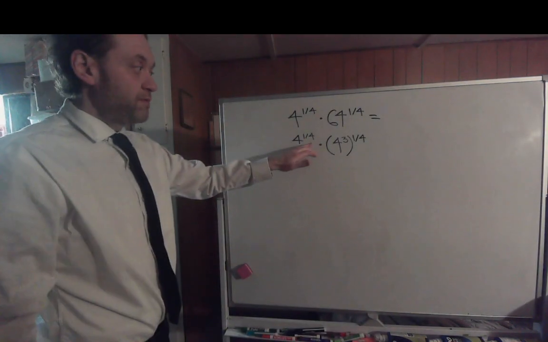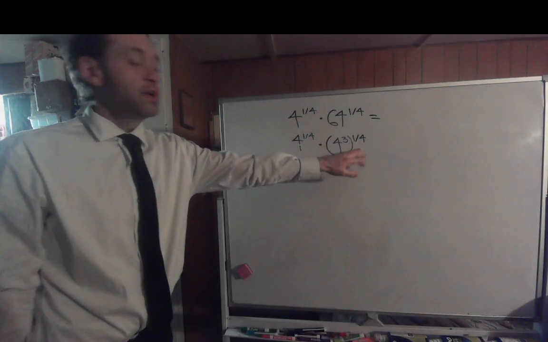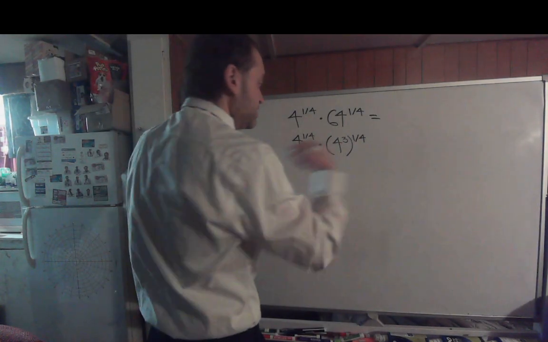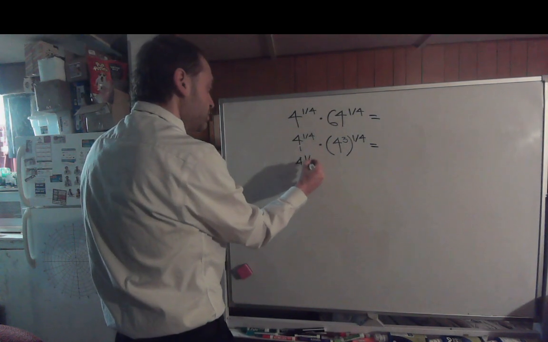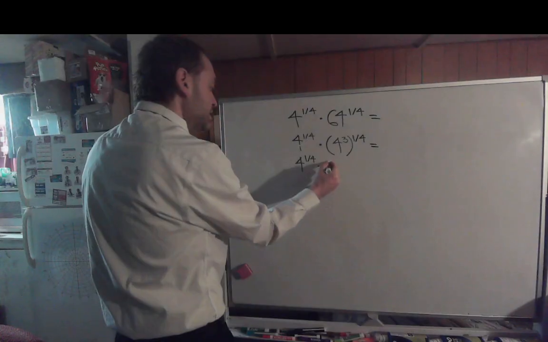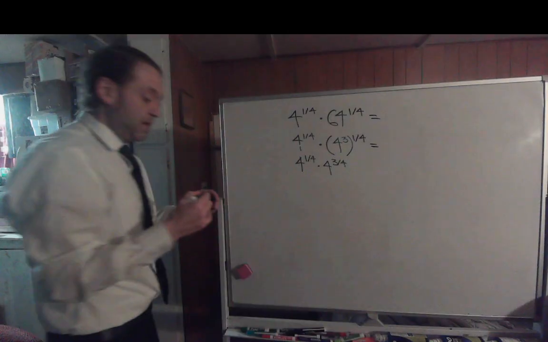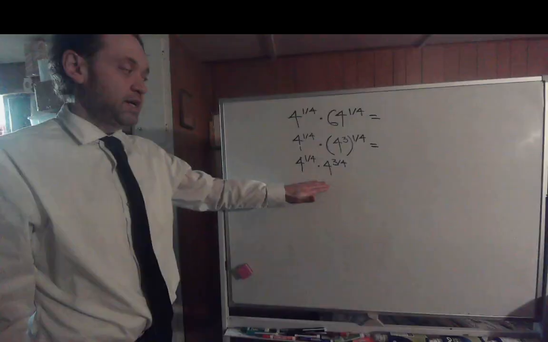So now you have 4 to the 1/4 times 4 to the 3rd, that quantity raised to the 1/4 power. Now you'll just multiply these two exponents. What you're going to have is 4 to the 1/4 times 4 to the 3/4. Now you have the same base. So the idea is, if you can, turn it into the same base.